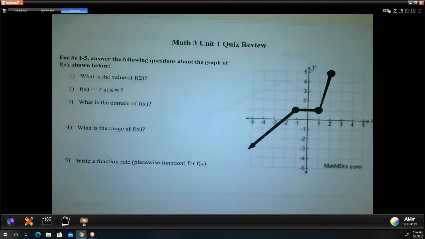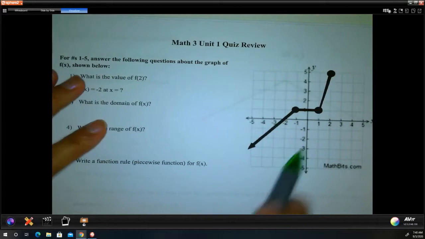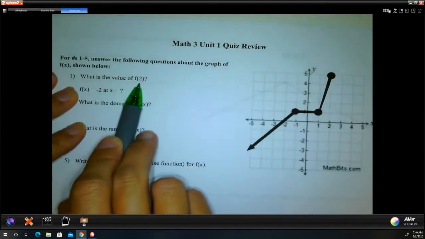This is the key for the Academic Math Quiz 1 review. So here is my graph. Find the value of f of 2.